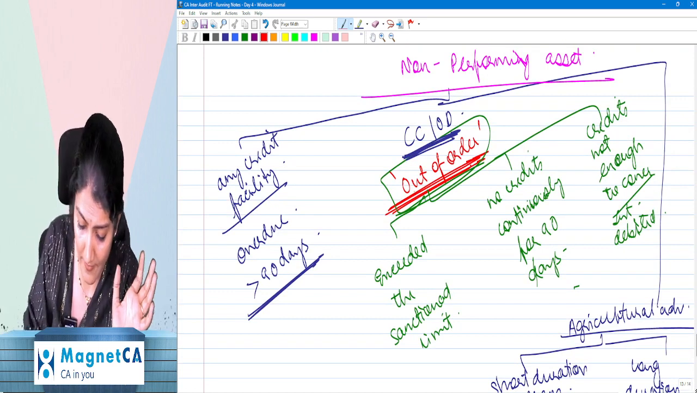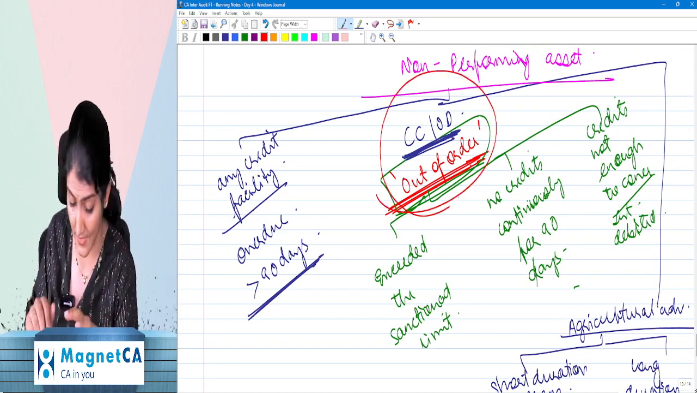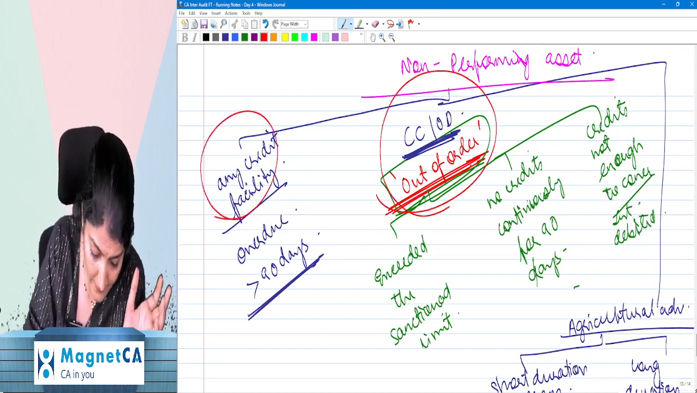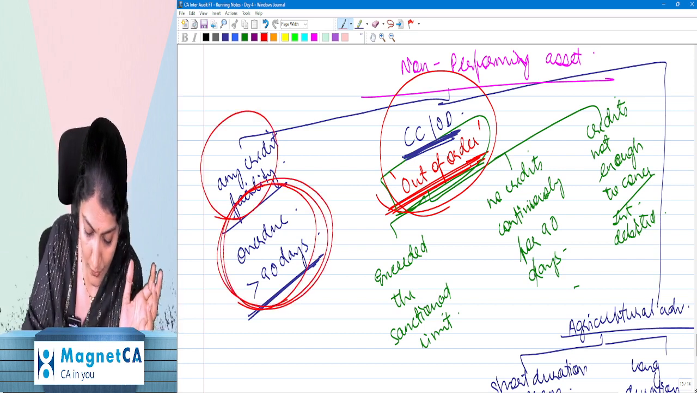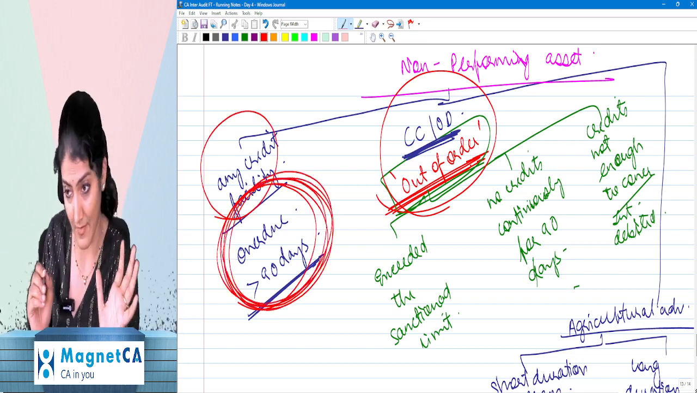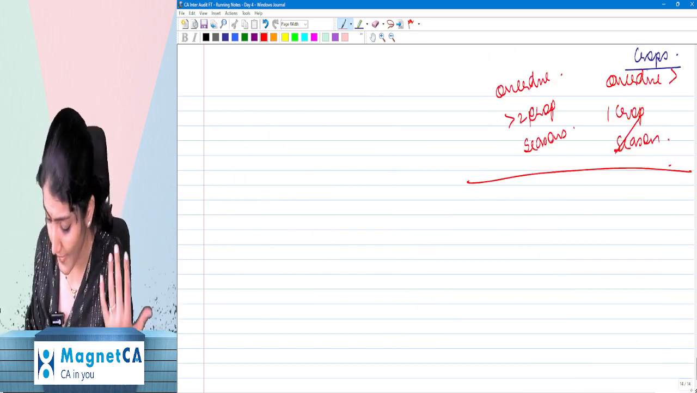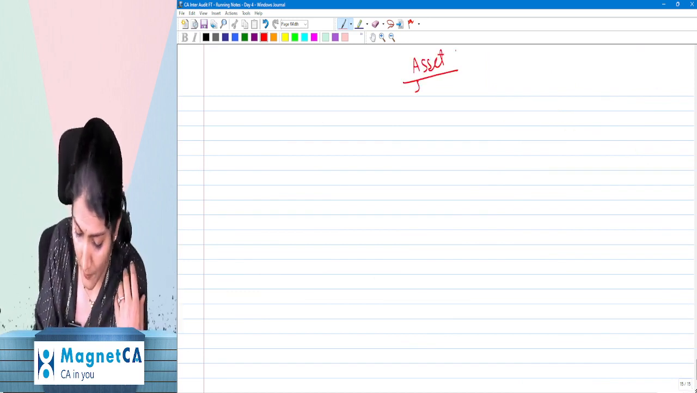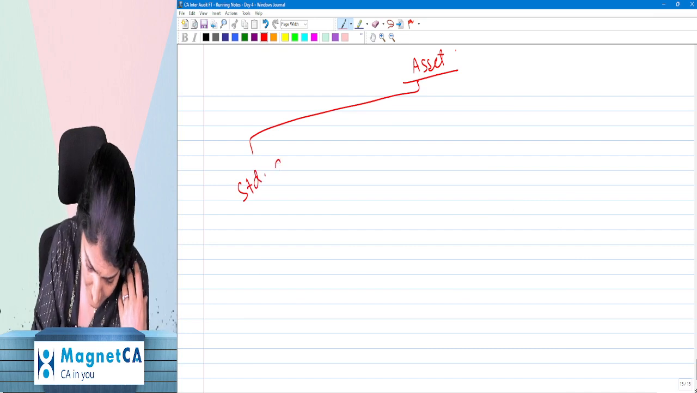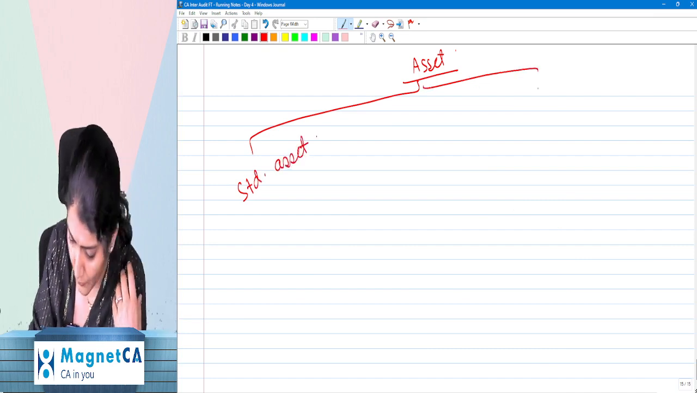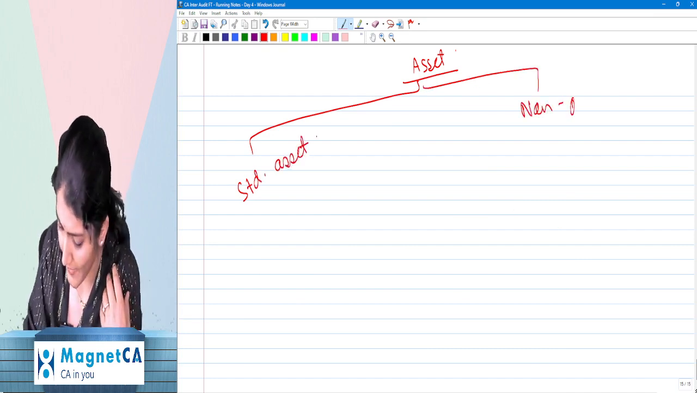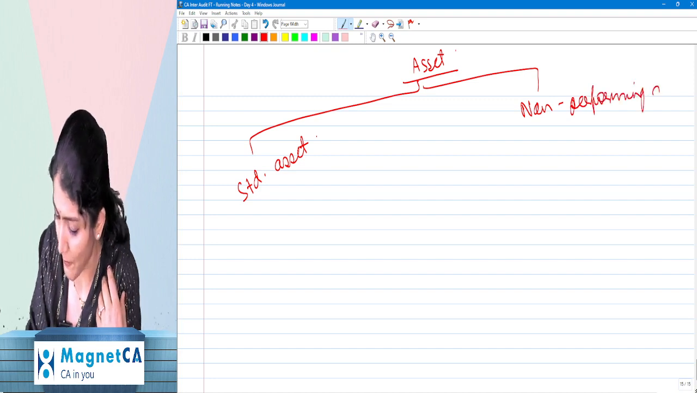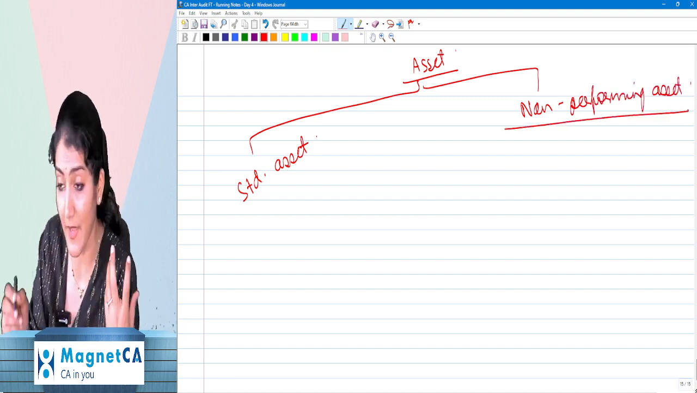CC overdraft, it becomes an NPA when it gets the out of order status. And apart from that, any other credit facility, if it is overdue for more than 90 days. Right, so an asset of a bank could be a standard asset or it could be a non-performing asset. And I just told you when an asset of a bank becomes a non-performing asset.